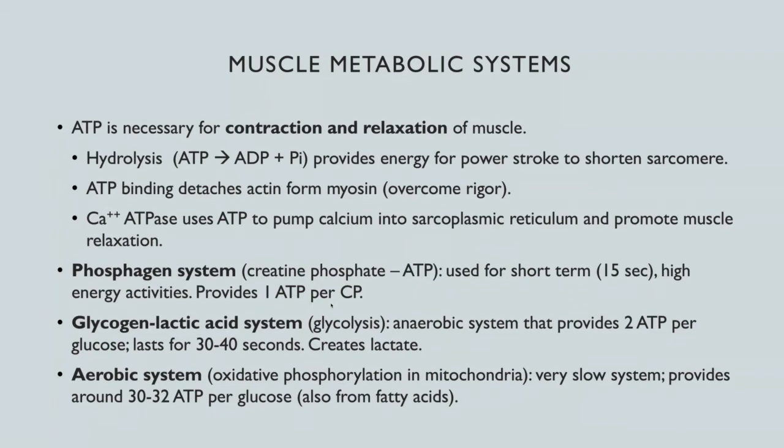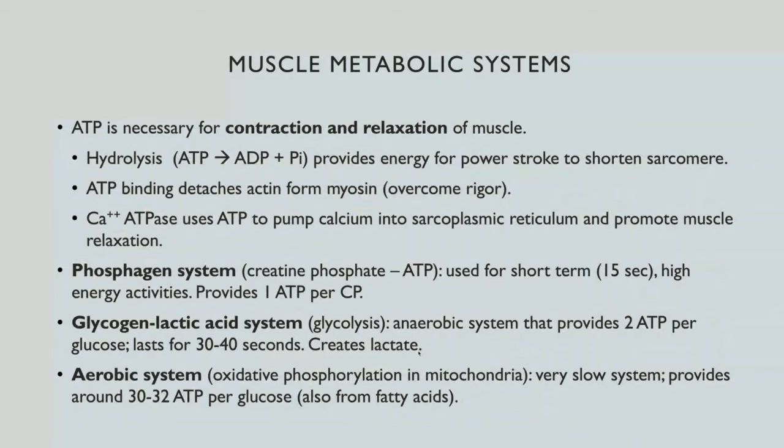Then we have the glycolytic system, also known as the glycogen lactic acid system. It's something that we know as anaerobic respiration. It provides little ATP, just 2 ATP for every molecule of glucose. That system provides energy for, let's say, 30, 40 seconds, and has something that we don't like, that it creates lactate. Lactate is something that reduces the pH inside the cells, and this acidosis will impair some of the functions of the muscles, leading, for example, to muscle fatigue.